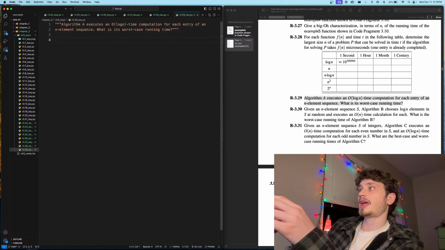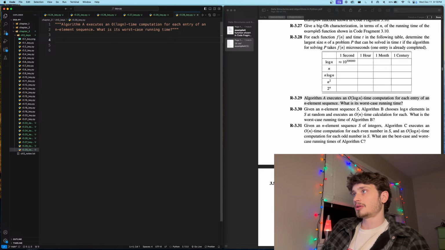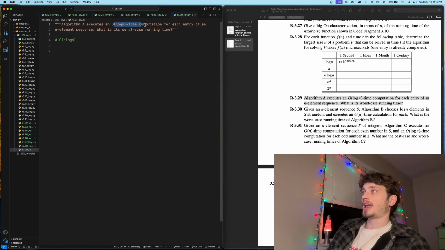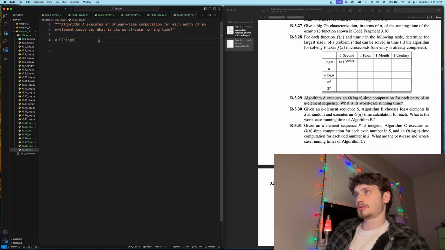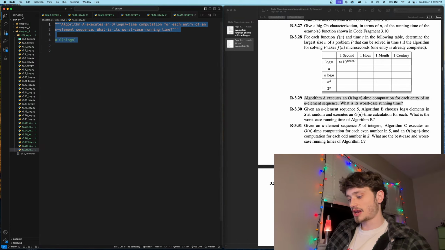So if it computes an O log n at each sequence, is this just not n? My first inclination is going to say this is n log n, right? If we do a log n computation at each entry of a sequence, well, if we're going through the entire sequence, then this is going to be an O n log n time, would it not? For each entry of an n element sequence. Yeah, that's what I said. O of n log n, right? Let's go ahead and try it out.